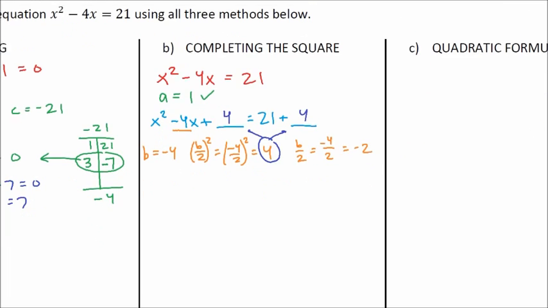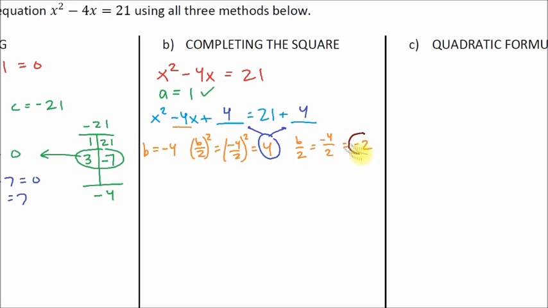And now, this number, the negative 2, or b over 2, that's what's going to allow us to factor the left side. So our left side now is factored to x minus 2 squared. This negative 2 goes right here. Because if we factored this side now, it's a perfect square. If we go through all the factoring steps, we'll end up with x minus 2 times x minus 2. That's what completing the square does for us, it makes it a squared binomial.